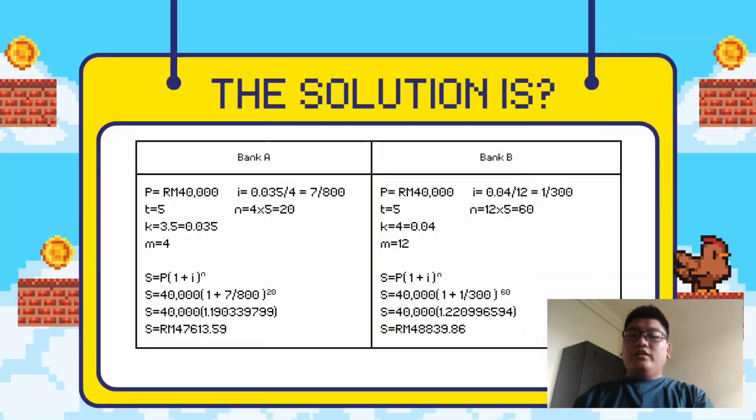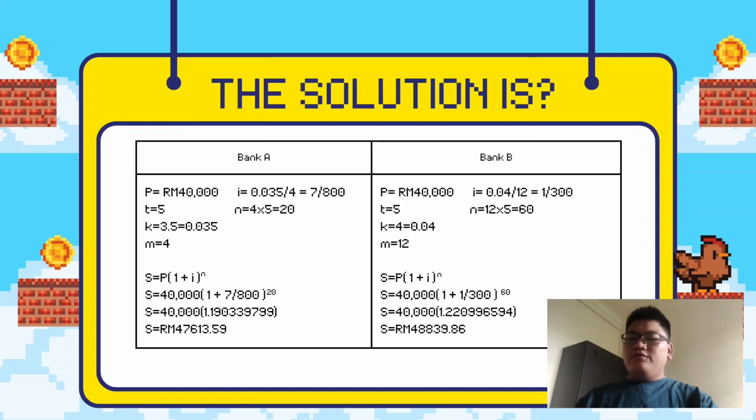Okay, now we are going to calculate the accumulated amount for Bank A and Bank B. For Bank A, P equals 40,000 ringgit, T equals 5, K equals 3.5, which is 0.035, M equals 4 because compounded quarterly, I equals 0.035 over 4 equals 7 over 800, N equals 4 multiplied by 5 equals 20.